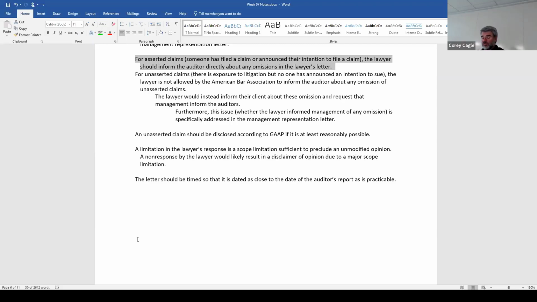It goes back to a lot of the things we talked about in those earlier weeks. So if the lawyer is just kind of being contrary, we would probably have a disclaimer. If the client wouldn't let it happen, we'd probably just say we're out. But the client wouldn't want us to have a disclaimer. So the client would be like, look, lawyer, you're going to have to respond to this. We need this audit opinion. So it would work itself out. The letter should be timed so that it's dated as close to the date of the audit report as practical. So we want to do that as near the end, just to have that additional coverage of time.